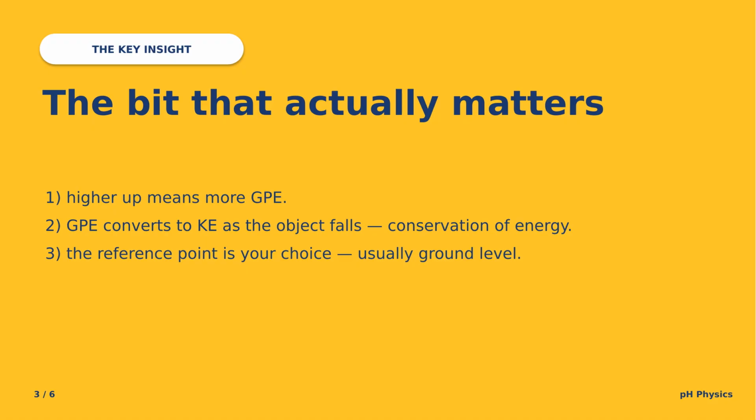Three things. 1. Higher up means more GPE. 2. GPE converts to kinetic energy as the object falls due to conservation of energy. 3. The reference point is your choice, usually ground level.